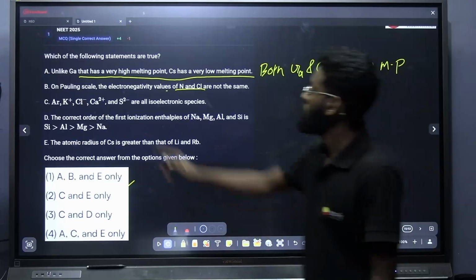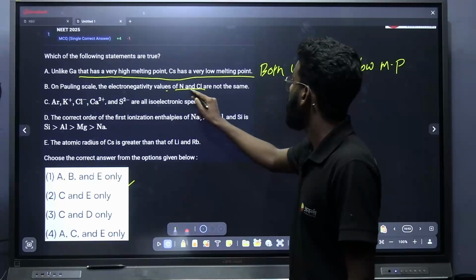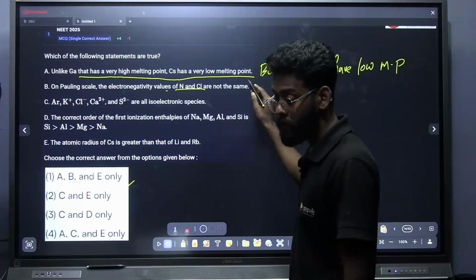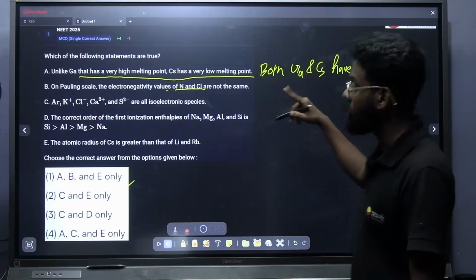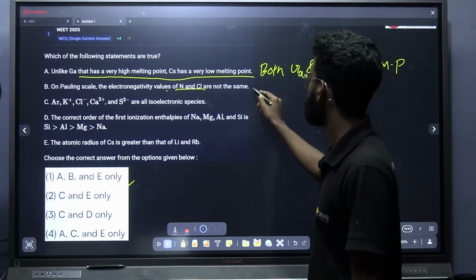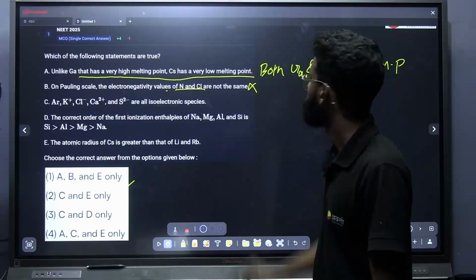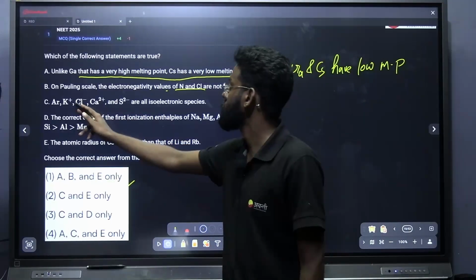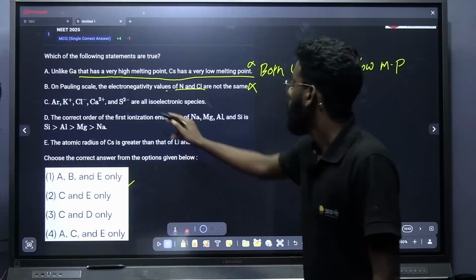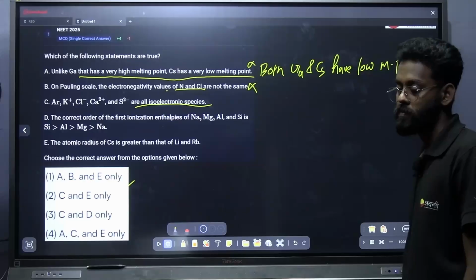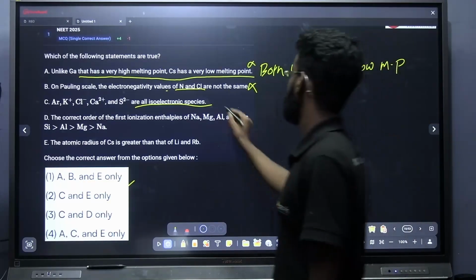Yes, on the Pauling scale, the electronegativity values of nitrogen and chlorine are not the same. Is it not the same or is it the same? Just now we discussed chlorine and nitrogen, not the same or the same? It is the same. So this is not the correct one. This is also not the correct one. What about this one? Argon, krypton, chlorine are all isoelectronic species. Are they isoelectronic species? Yes, they are isoelectronic species.